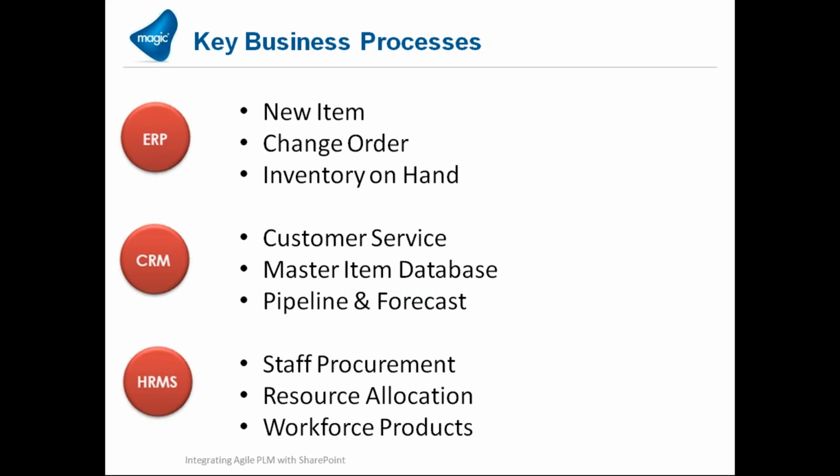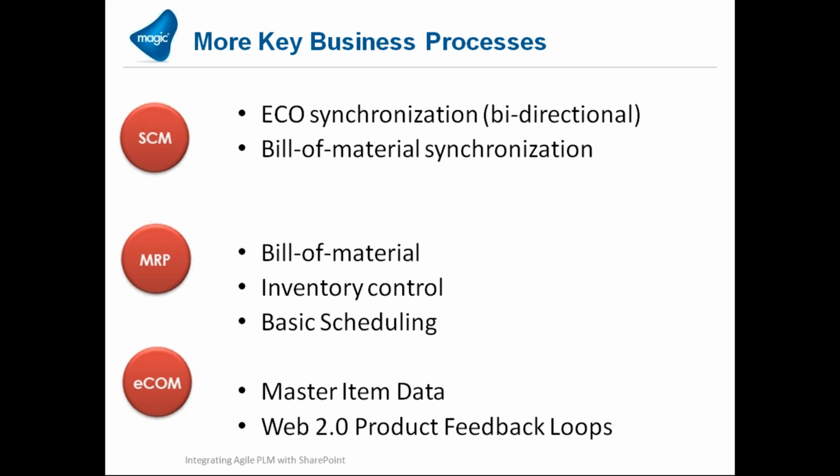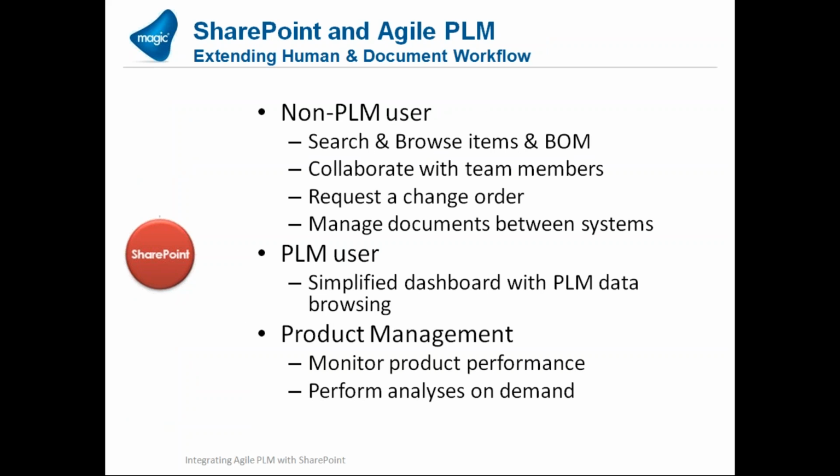HR systems, staff procurement, resource allocation, workforce products. Your supply chain management system may need bidirectional synchronization with your ECOs, bill of material synchronization. Your MRP systems are also interested in bill of materials, inventory control, basic scheduling functions. And your e-commerce, of course, needs to tie in with all the master item data as well as all the consumer product-related data, social commerce, and feedback loops, e-commerce feedback loops, and so on.